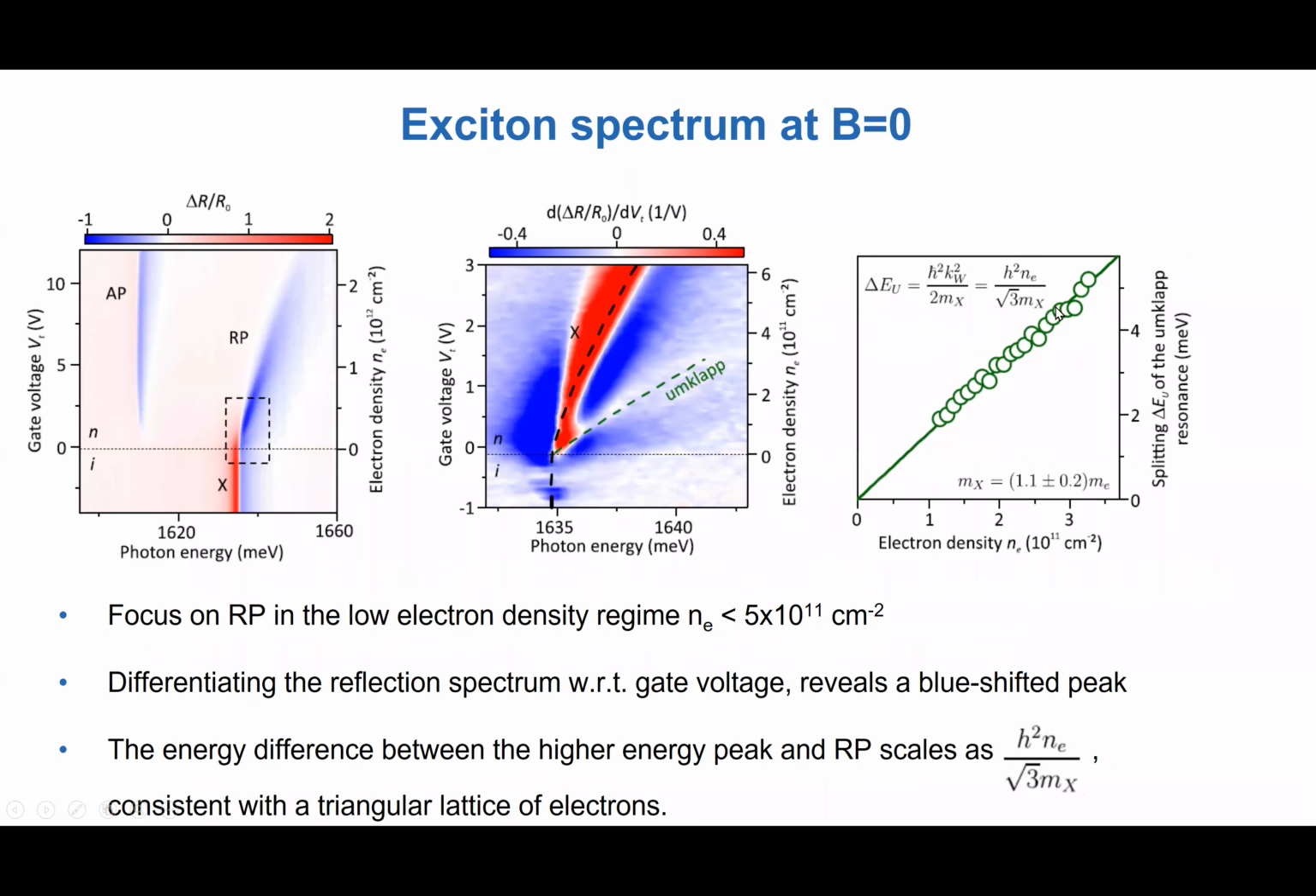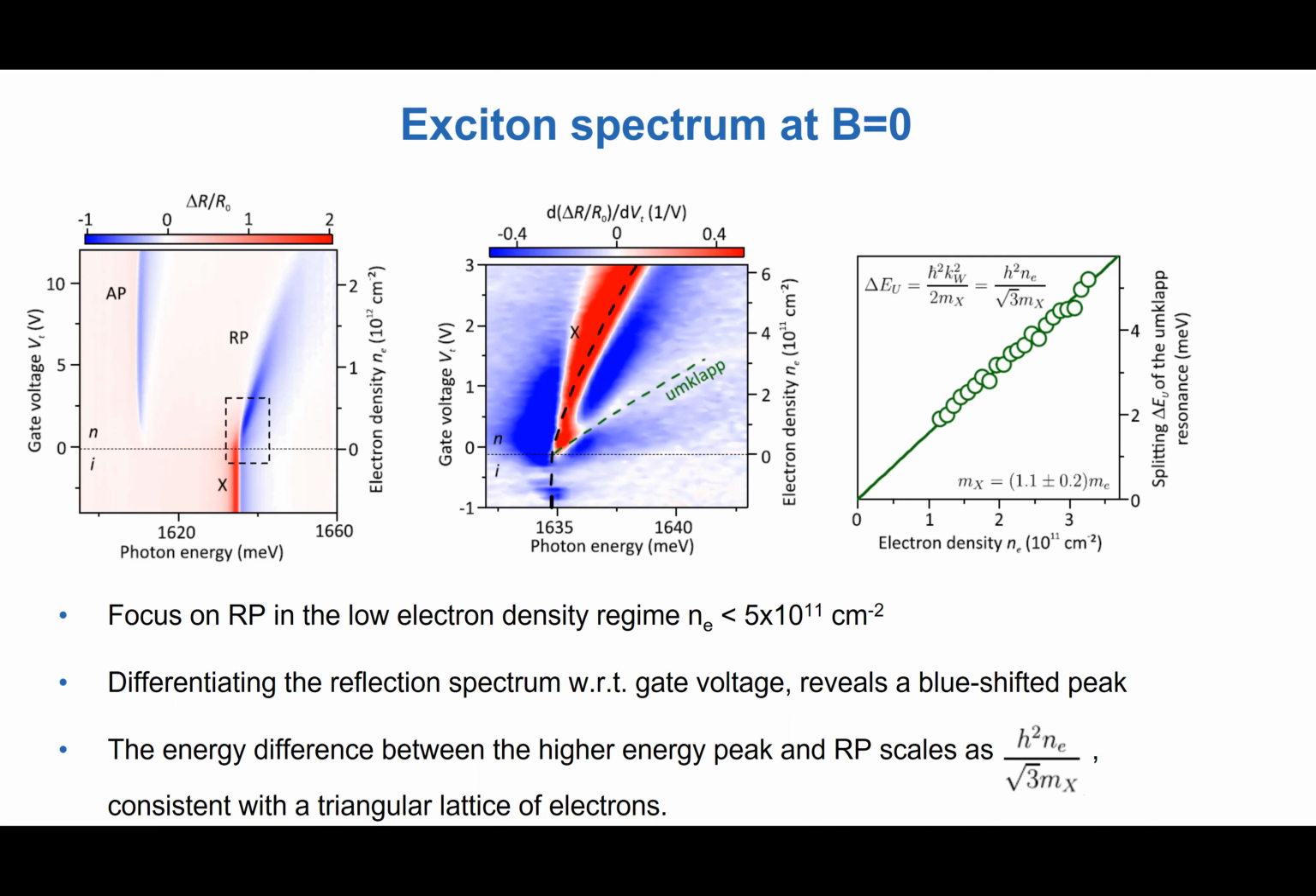So basically, the green circles are the energy of the Umklapp resonance as measured from the exciton resonance at that density. So this is gate voltage or the electron density. So what we plot is the energy of the Umklapp as measured from the exciton as a function of the electron density. And indeed, this blue shift is determined by the electron density and the mass of the exciton, nothing else. And of course, also the lattice structure, but this we assume to be a triangular lattice, which is what you would expect as the most, let's say, energetically favorable configuration.